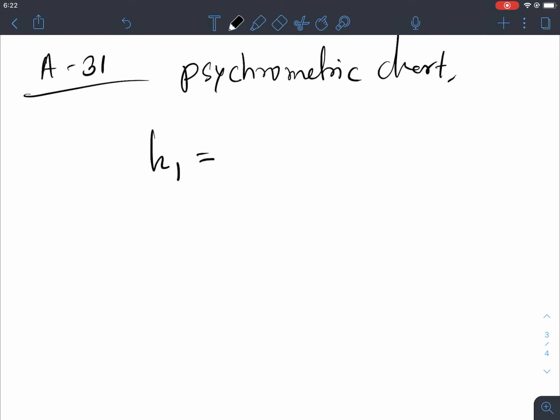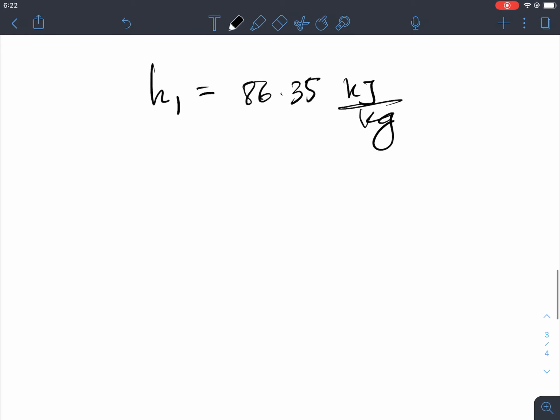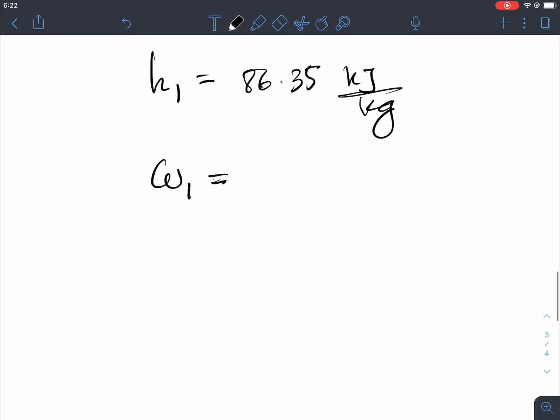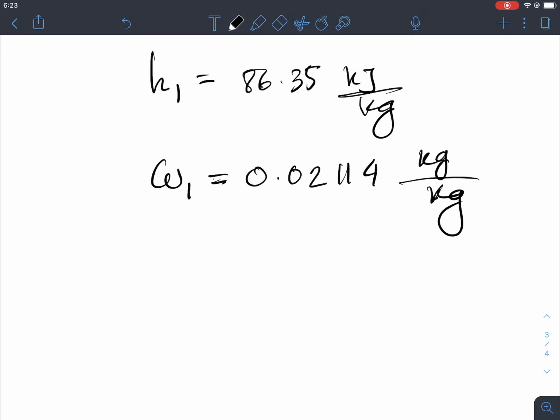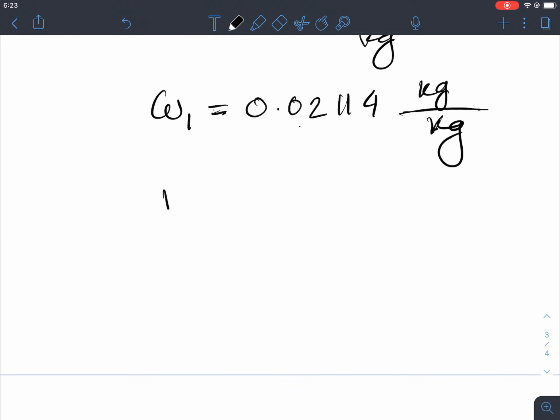From the psychrometric chart, we'll get the enthalpy, right? Enthalpy is 86.35 kilojoule per kg. I already got all this information, right? And then we have the specific humidity omega, which is 0.02114 kg per kg. Okay, please make sure that you convert it from gram to kg, right? So it would be kg per kg.